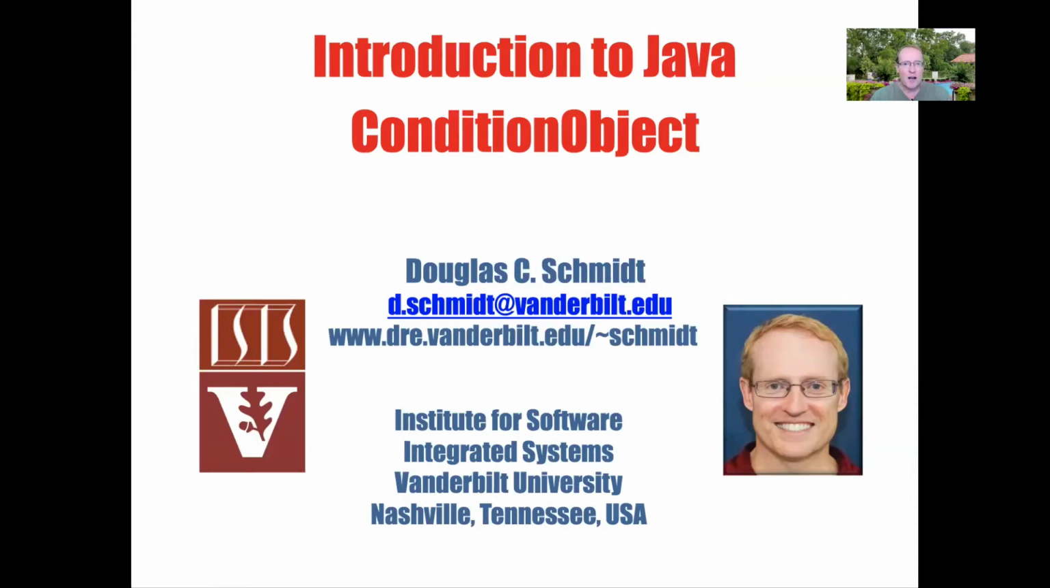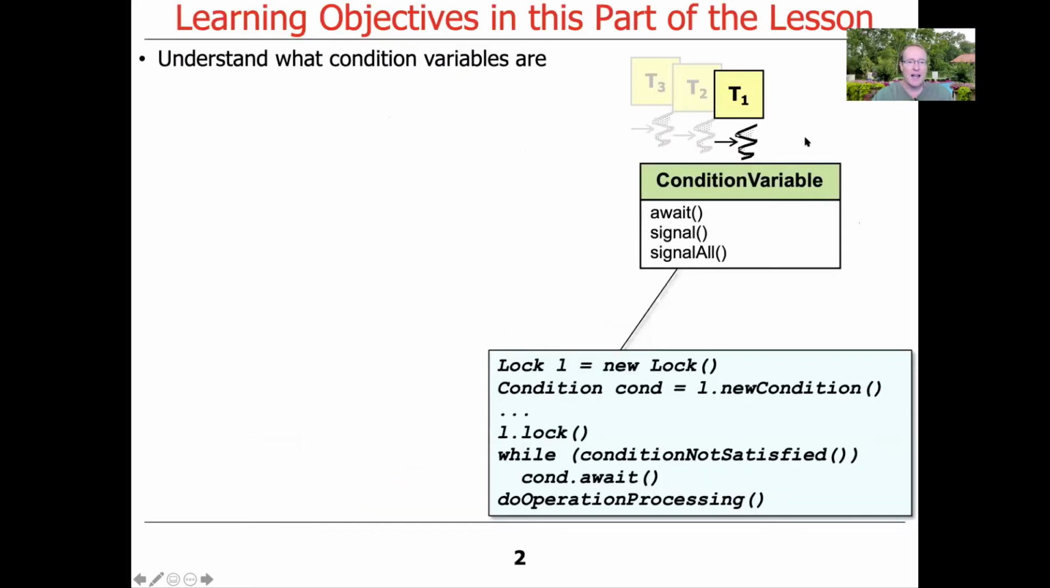So at this point, we've covered Java reentrant lock, one of the core synchronizers. We've covered Java semaphore, which is another core synchronizer. And now we're going to turn our attention to yet a third core synchronizer called Java ConditionObject. And this is arguably the most complicated of the ones we've covered so far. So we'll cover it from a bunch of different perspectives.